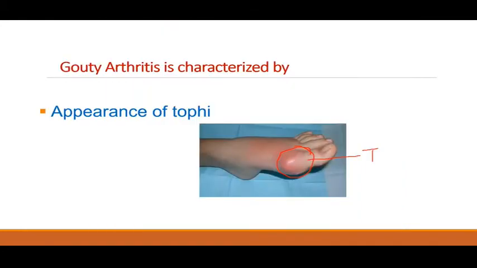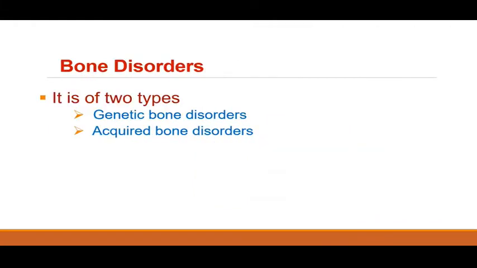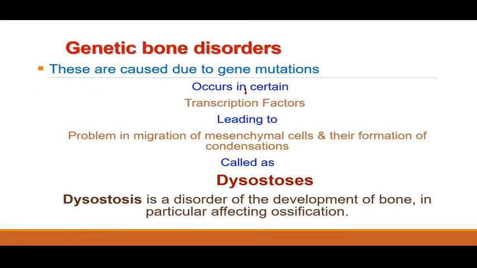In this part of the lecture, now we will discuss bone disorders. Developmental abnormalities of the skeleton, whether they are bones or cartilages, are complex and caused by variable causes. Bone disorders on the basis of their cause are divided into two categories. One is genetic bone disorders and the other is acquired bone disorders. So first we will discuss genetic bone disorders.